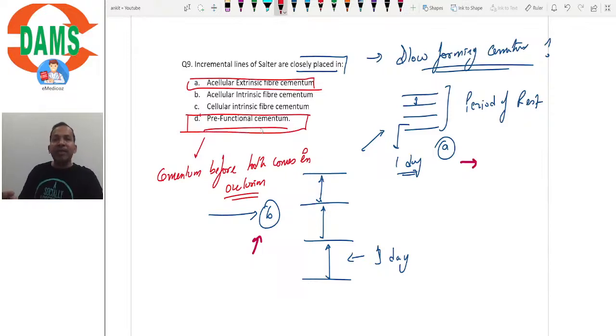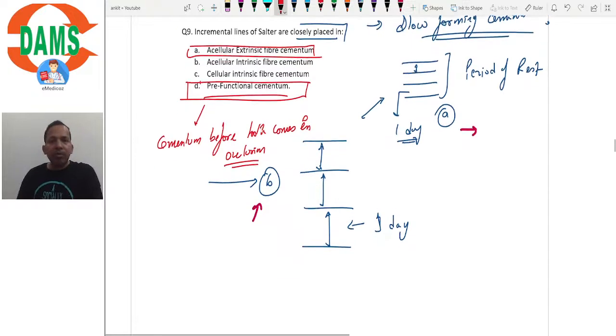Option B, acellular intrinsic fiber cementum. There is no such cementum as acellular intrinsic fiber cementum. It is a very old concept. This hyaline layer of Hopewell Smith once upon a time in the long distant past was confused to be acellular intrinsic fiber cementum. So nowadays no question comes on it, right? So nowadays we do not have any question on acellular intrinsic fiber cementum, and you do not even need to write that acellular intrinsic fiber cementum was once upon a time the hyaline layer of Hopewell Smith. There is no need to write anything like that. So option A and option D are both correct, right? So let's go to the next question.